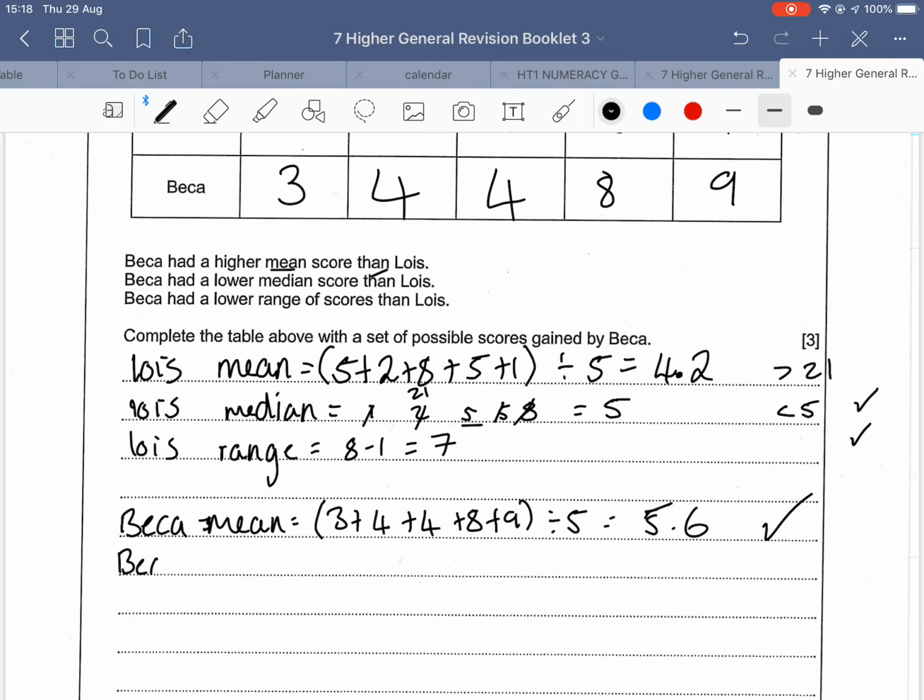So Becca's middle number, we already know that that's 4, because I've already put them in order and it's in the middle. I chose that. Is that less than 5? Yep, satisfied that rule.